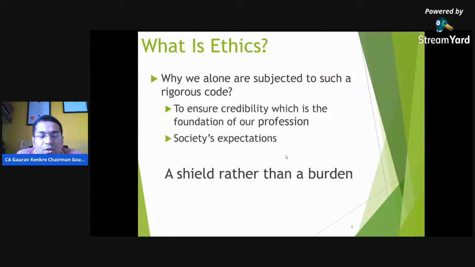You may feel, why only CAs are subjected to such a rigorous code of ethics? Those who have read the code of ethics will realize that it's a very rigorous, very onerous, very demanding code. I would say that this ethics serves as a protection to ensure the credibility which is the foundation of our profession. Our profession is based on the fact that people can rely on us. We give assurances of different degrees and levels, and when you sign off a balance sheet, you say that this balance sheet is true and fair, and the reader need not investigate, and can trust your sign.